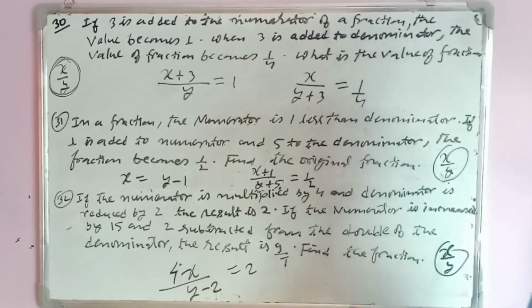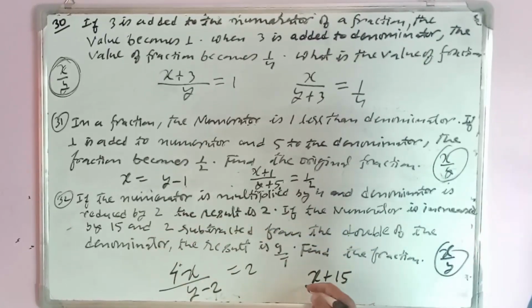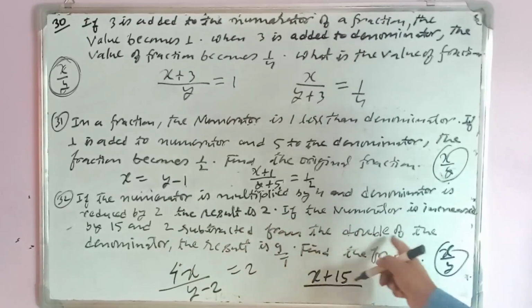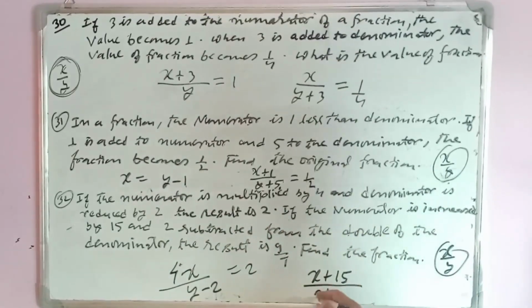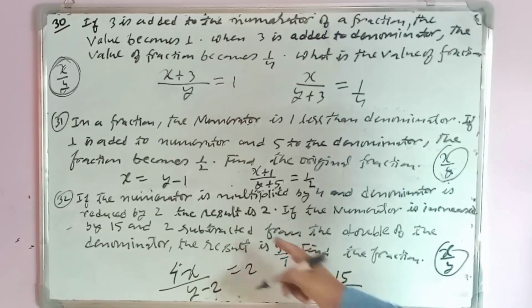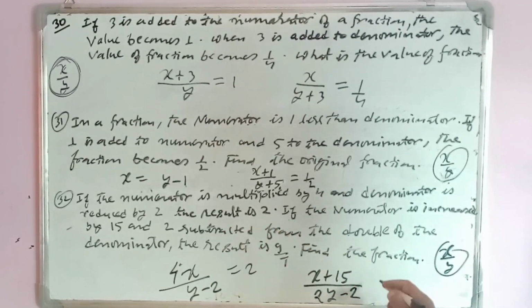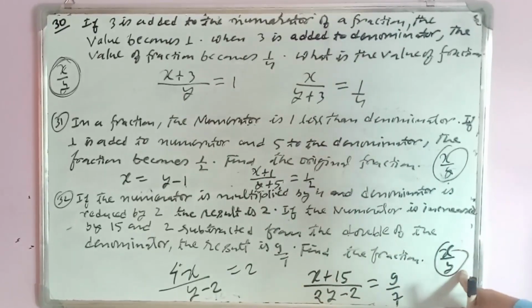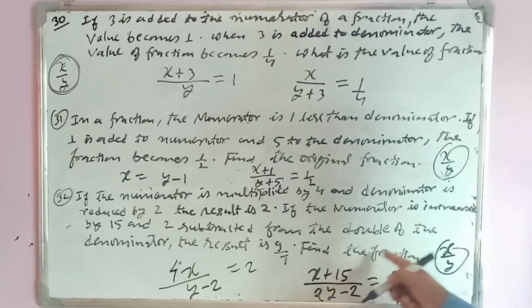Equation 1. Case 2. If the numerator is increased by 15, numerator means x plus 15, and 2 is subtracted from the double of the denominator. Denominator means y, double means 2y, 2 subtracted means minus 2, and the result is 9 by 7. Cross multiply: 7 into x plus 15 equals 9 into 2y minus 9 into 2. Equation 2. Solve, you will get x and y. Then put the values of x and y in x by y. That is the original or required fraction.